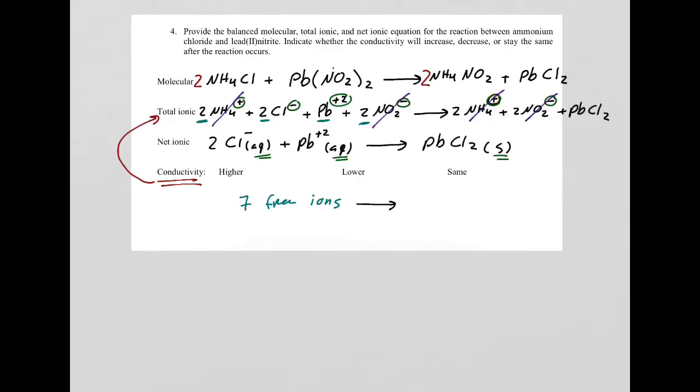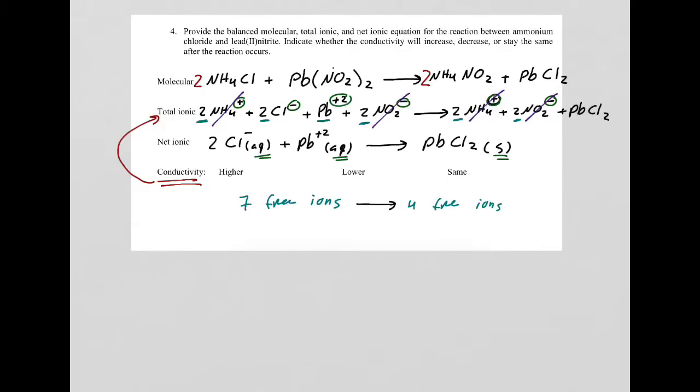Ammonium plus 1. This is an ion. This is a free ion, right? So I have 2 of that. And I have 2 nitrite ion, NO2 minus. Is this an ion? This is not a free ion. This is a solid. It has no charge. So 1, 2, 3, 4. I have 4 free ions.